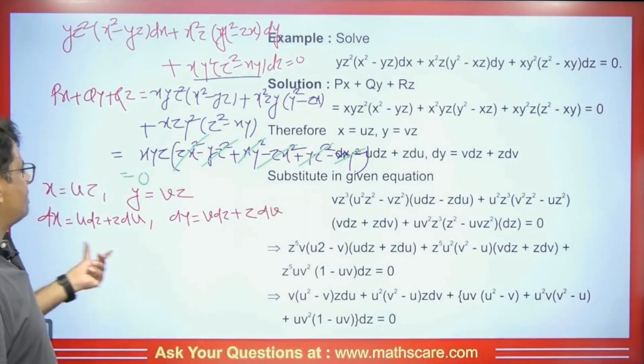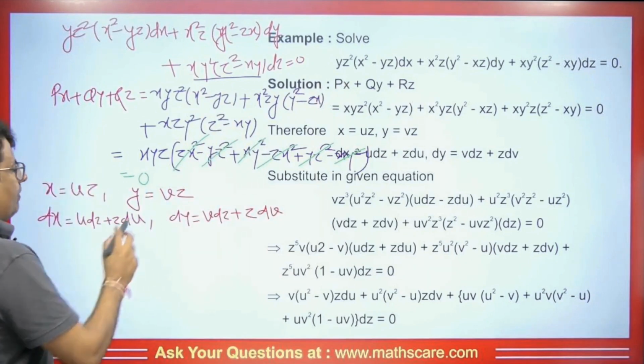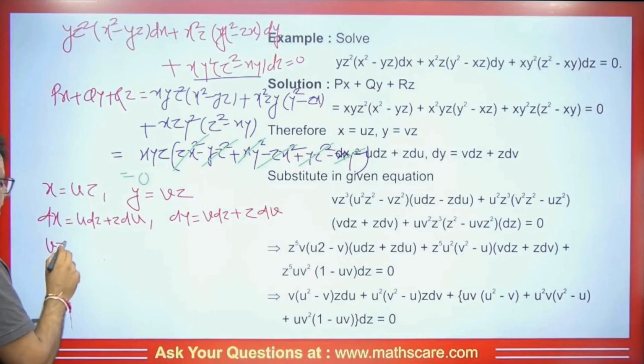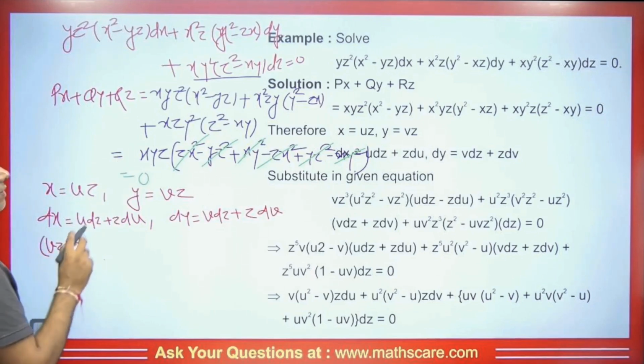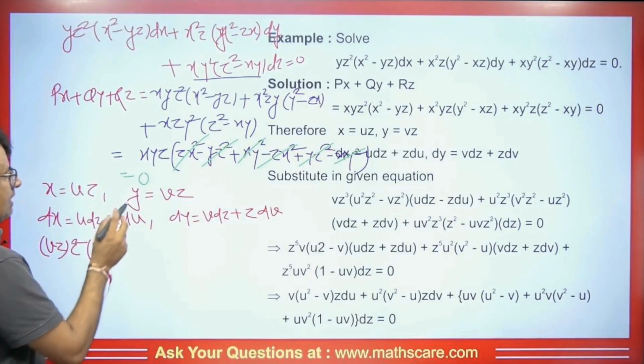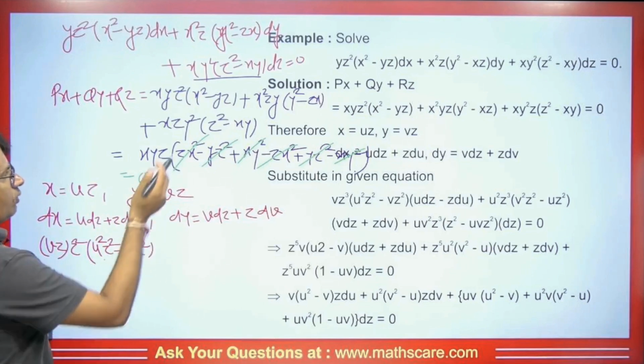Students, now what we will do? We will substitute all these values here, right? So what will it become in place of y? We will get vz in place of y. Wherever it is z, there we keep z. So it will become vz into z square into x. This will become u square z square minus. And now next we will get this term as vz square. Is it clear? Multiplied by dx.